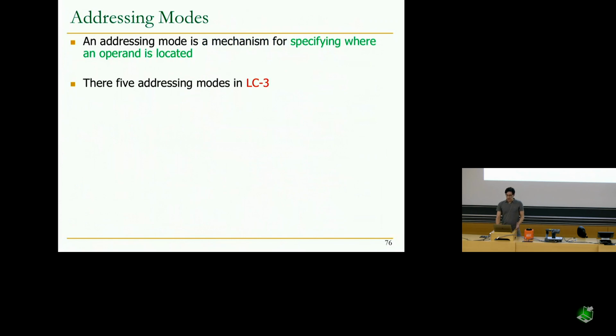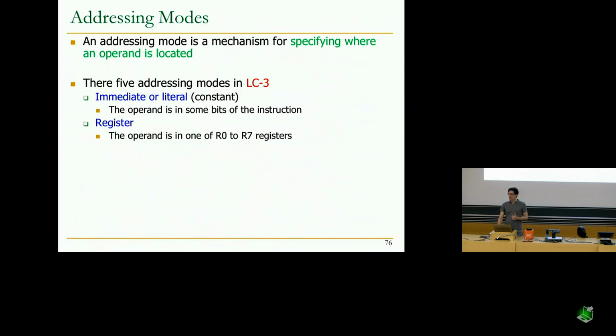So regarding the addressing modes, this is the mechanism that we use to specify where the operand is located. We have already discussed some of these. In LC3, there are 5 addressing modes. We have the immediate or literal, when we find the operand in the same instruction. It is called immediate because we can access it immediately, or literal because we can say that the operand is literally in the instruction.